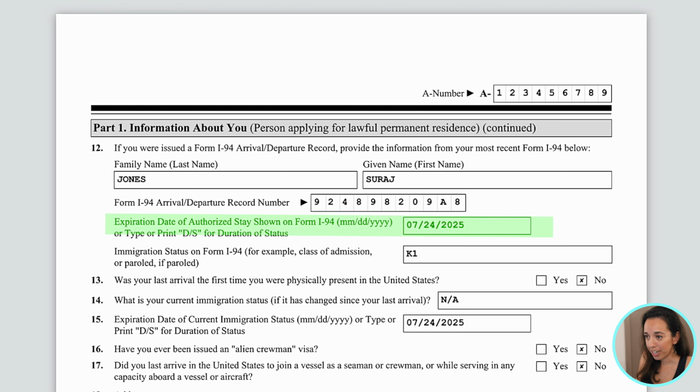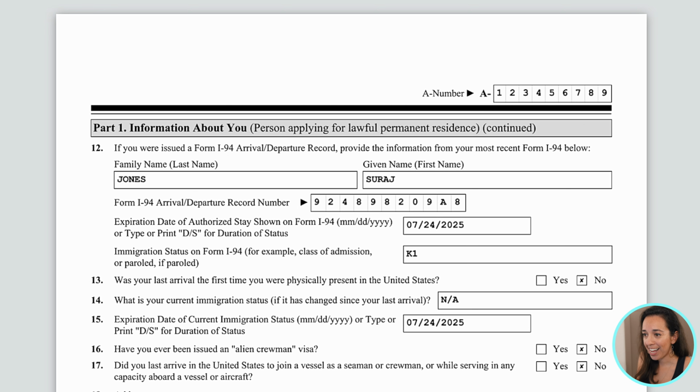It asks for your expiration date, which again can be found on your I-94. So we wrote that here. And then for immigration status on Form I-94, we wrote K1. Question 13 asks, was your last arrival the first time you were physically present in the United States? We wrote no because my husband has been in the United States to visit me before. However, you would check yes if it is your first time entering the USA.